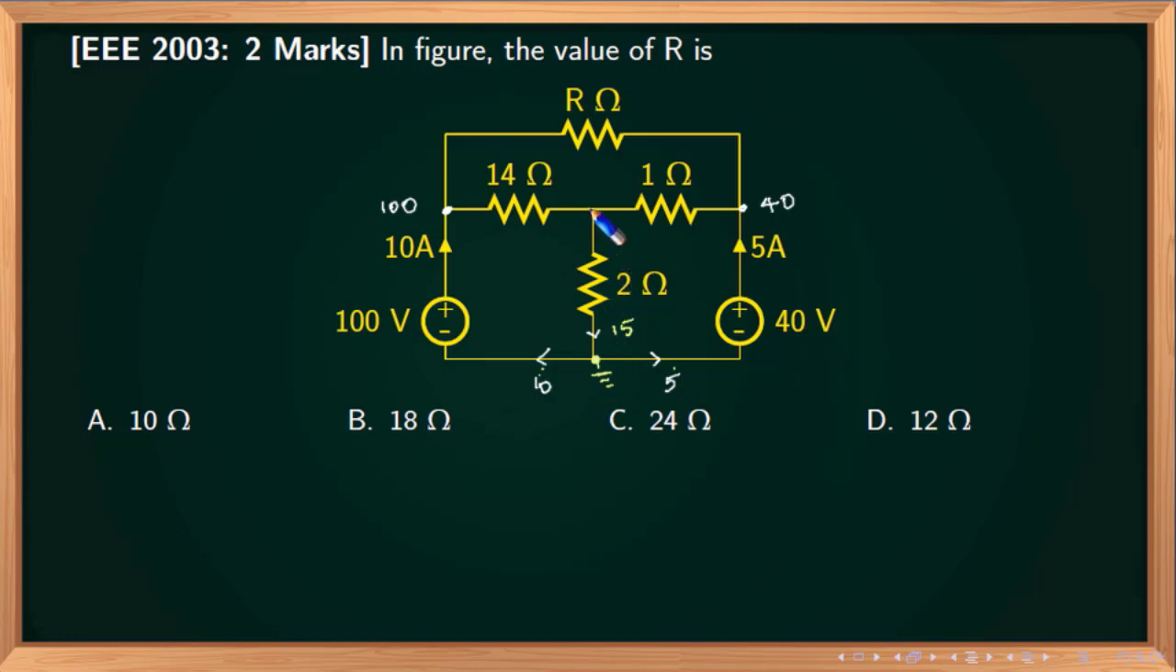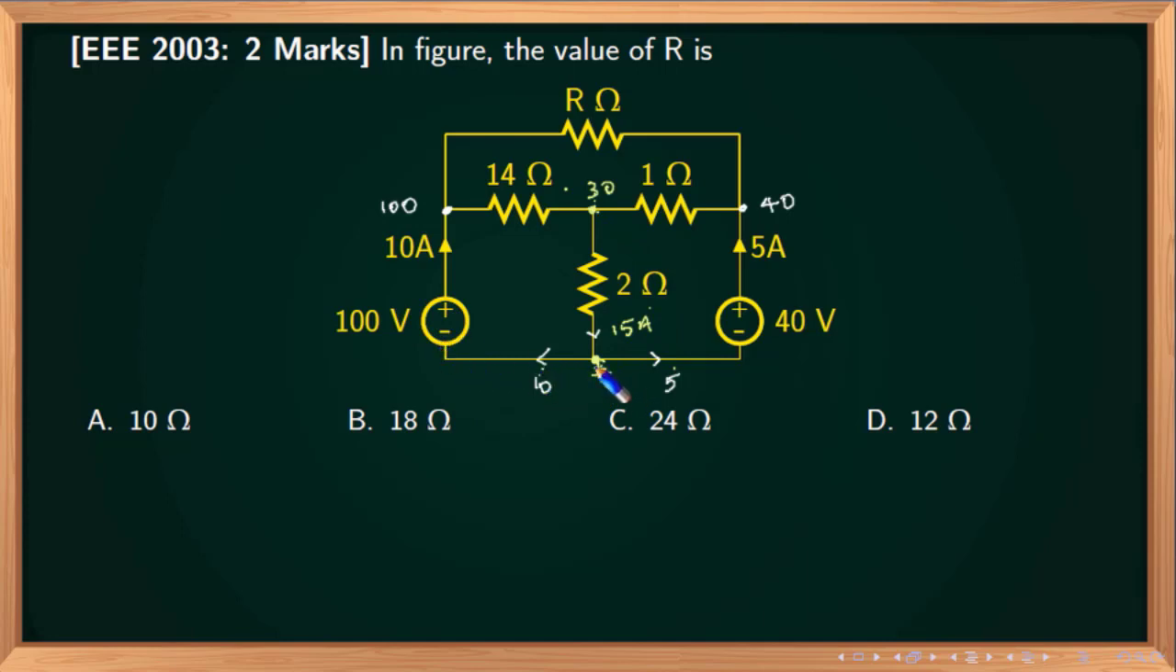Now current flows from this point to this point, and that current is 15 amperes. I have a 2 ohm resistor here. So the potential drop between these 2 points must be 15 into 2, which is 30. Since this is 0, this potential must be 30, because potential difference is the difference between potentials. So 30 minus 0 is 30. 30 divided by 2 must give me 15 amperes. So this potential must be 30.